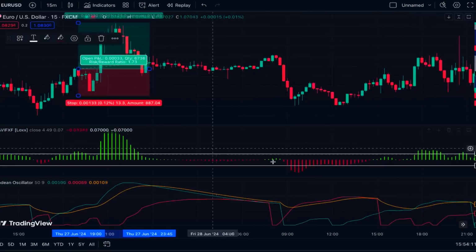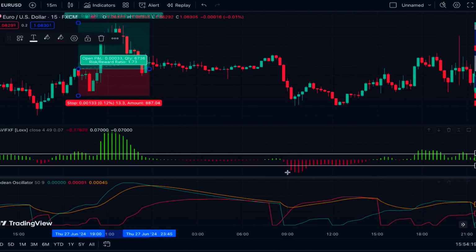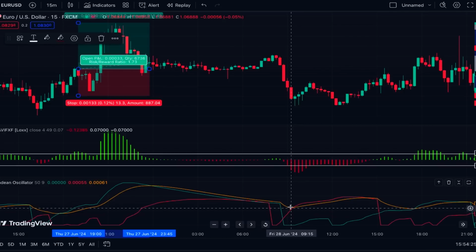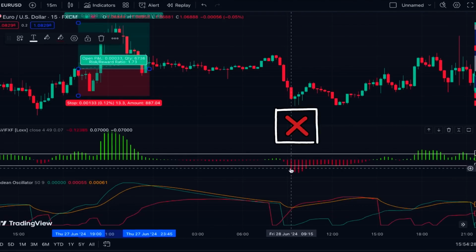Moving on the chart, again here the market became flat, and at this point we got a bar closed below the line, but in the Andean oscillator the red line is not above the orange line, so this signal is rejected.